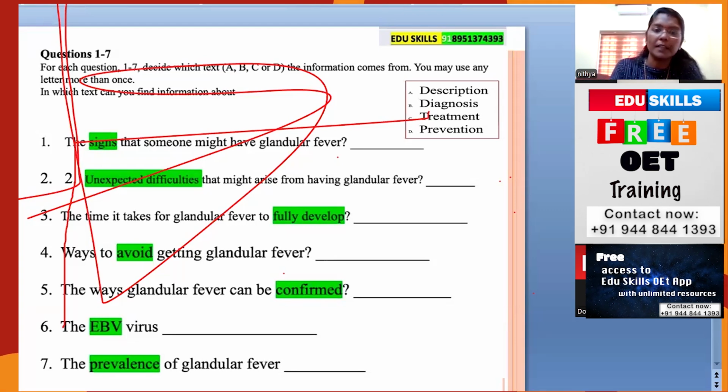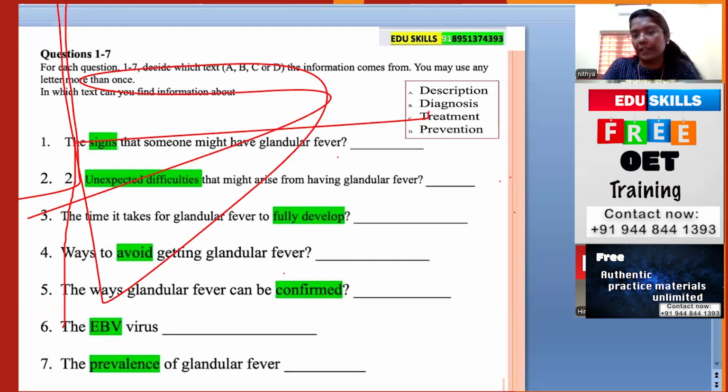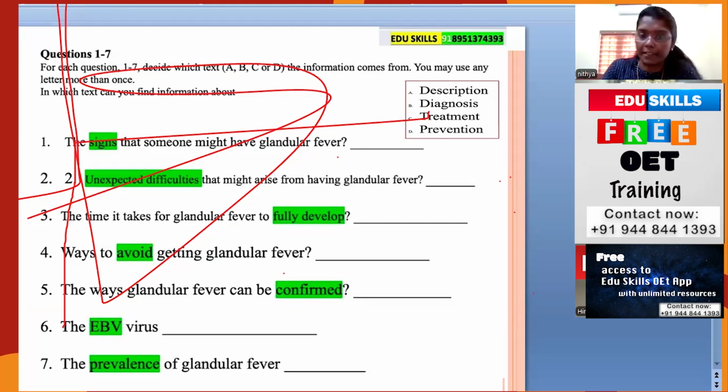Then, unexpected difficulties that might arise from having glandular fever. If the patient has glandular fever, where do the unexpected difficulties come in? Unexpected difficulties is the hedging word. Here you can see the description, diagnosis, treatment and prevention already written at the top portion, and based on that you can correlate.